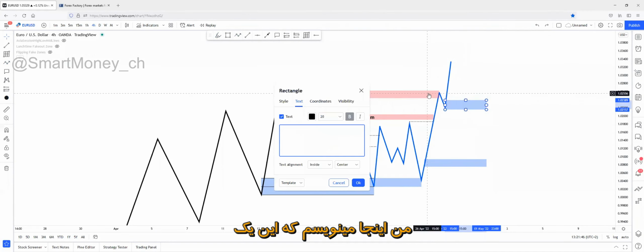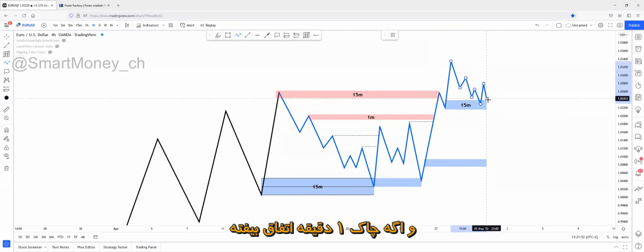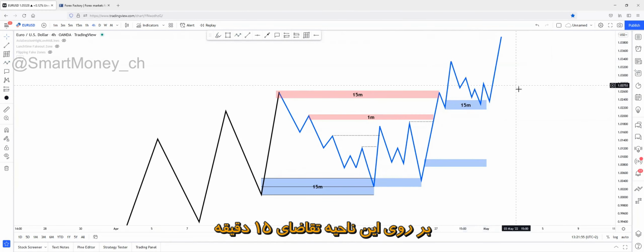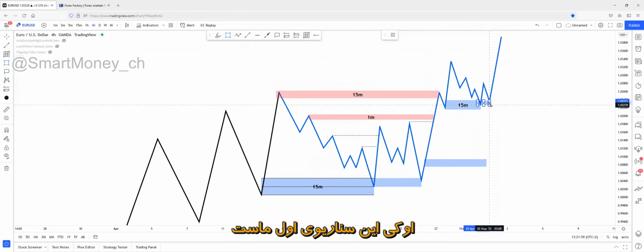So I will even write it here that this is a 15-minute zone. If this happens, you'll wait for a 1-minute confirmation inside of this zone. And if a 1-minute change of character happens here, you'll be entering a concatenation trade based on a 15-minute and 1-minute change of character. Okay, so this is the first scenario.